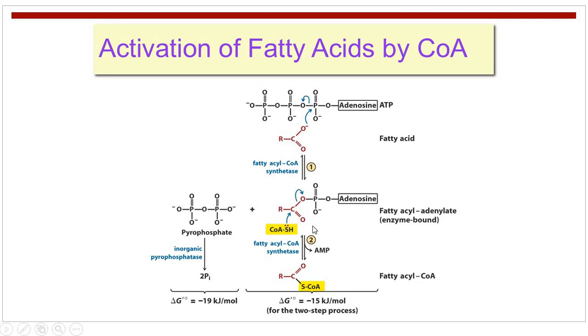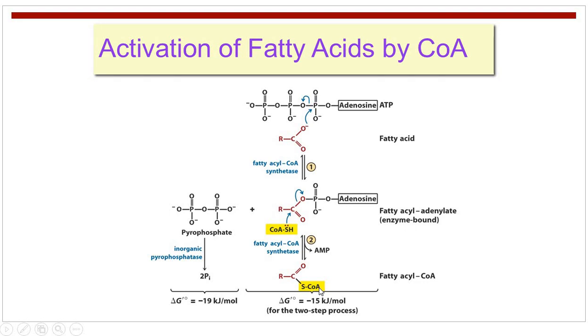This is a 2-step process. This is step number 1 and this is step number 2. So this activation process is a 2-step process, and the reaction is catalyzed by the fatty acyl coenzyme A synthetase. Both of the steps are catalyzed by the fatty acyl coenzyme A synthetase or thiokinase. 2 high energy phosphates are used, so we get AMP, that is adenosine monophosphate, in the reaction. So the final activation product is fatty acyl coenzyme A.